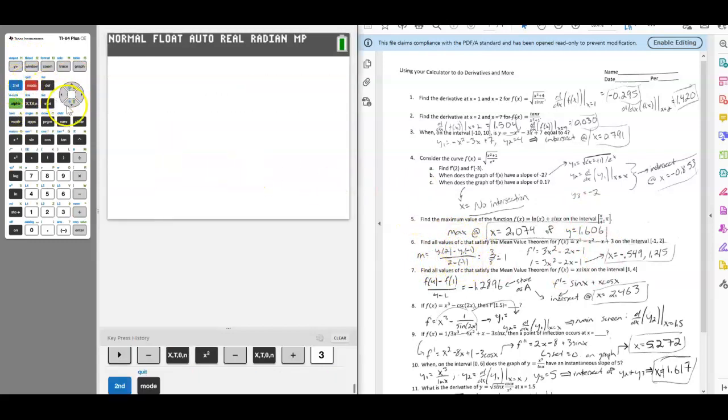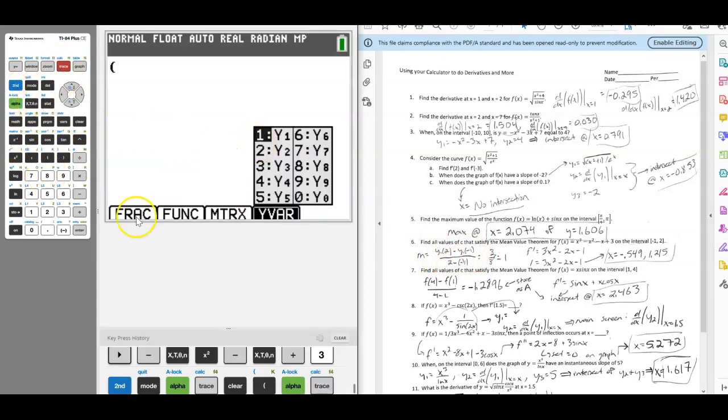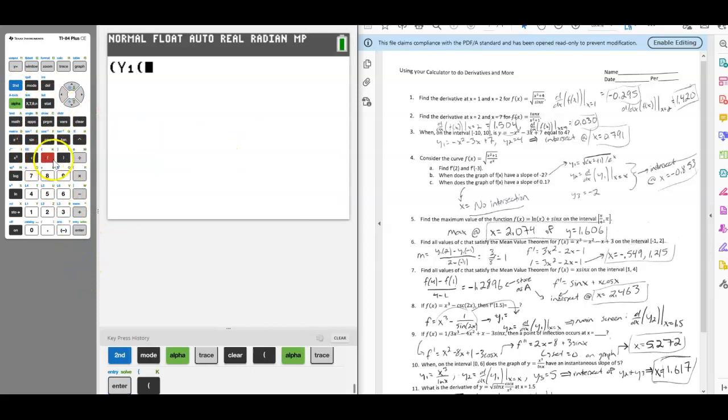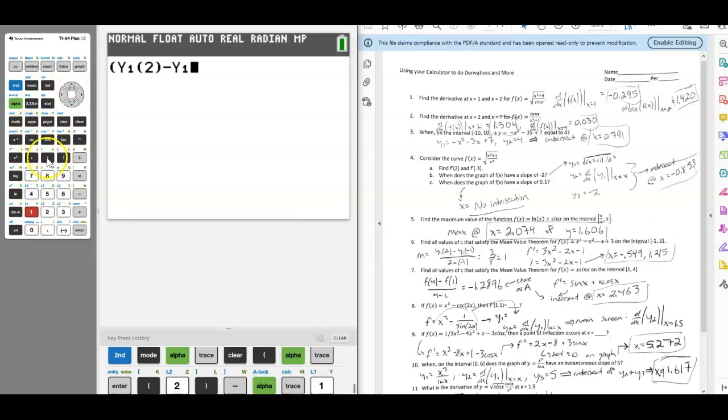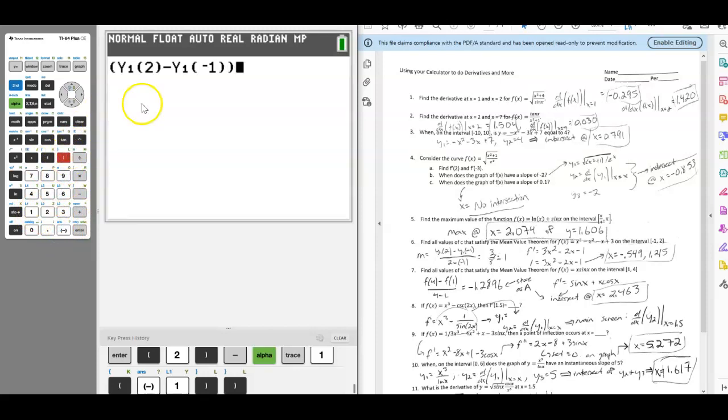So what I'm going to do is go back to my main screen, and then I'm going to hit alpha trace. Actually, sorry, before I do that, I need to open a parenthesis to make sure that I include both these terms in the top of that fraction. So I'm going to do alpha trace. I'm going to take y1, and my calculator actually takes function notation. So I'm going to take it at 2, and then I'm going to subtract, and I'm going to go alpha trace y1, and I'm going to do it at -1, close. And then I'm going to close that parenthesis.